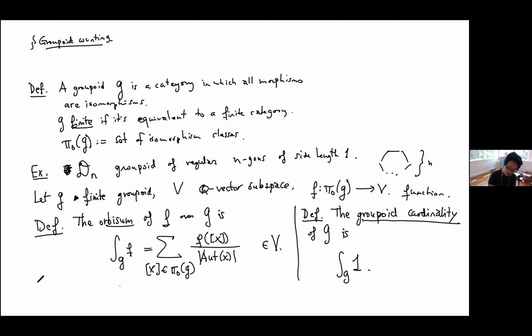Let's do an example. Let's consider our friendly groupoid of regular n-gons of side length 1. That groupoid has a single isomorphism class, and the groupoid cardinality is exactly 1 over 2n, right? So to be funny, we say that there are exactly 1 over 2n regular n-gons of side length 1. It's the groupoid cardinality of D_n. Good so far? Any questions?